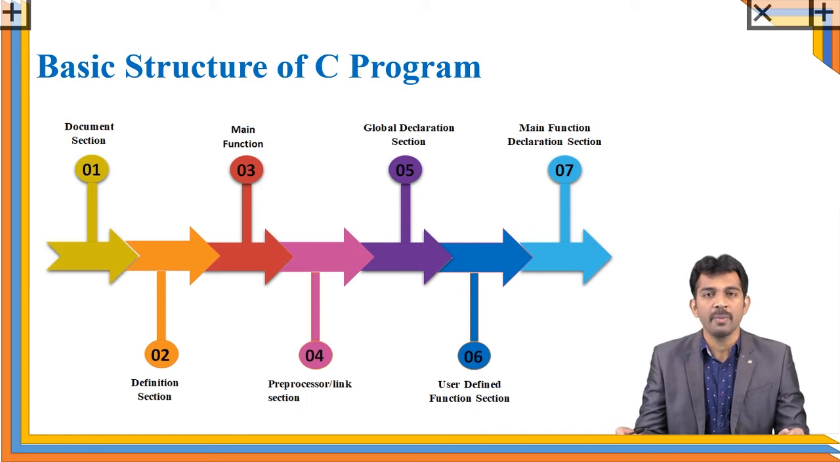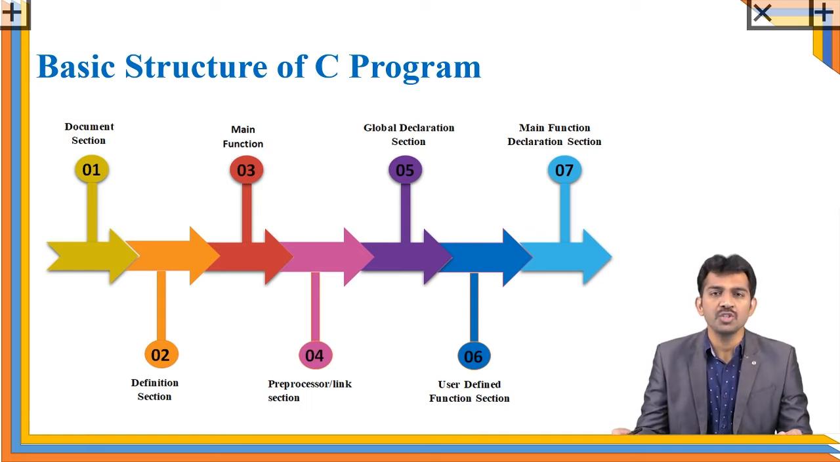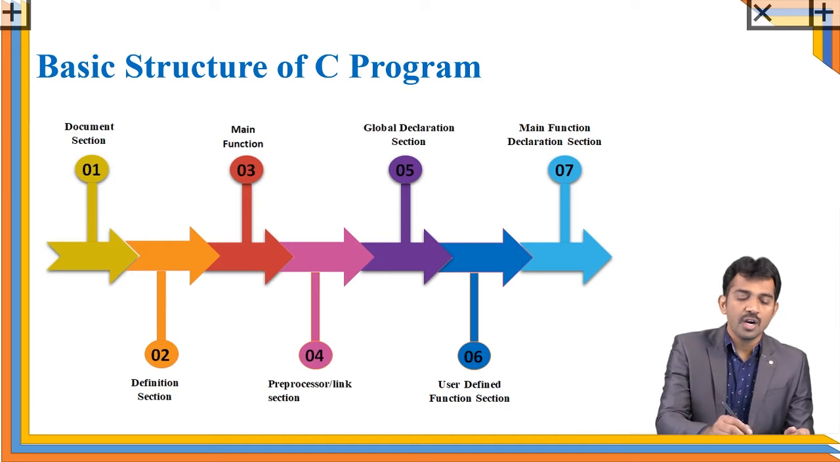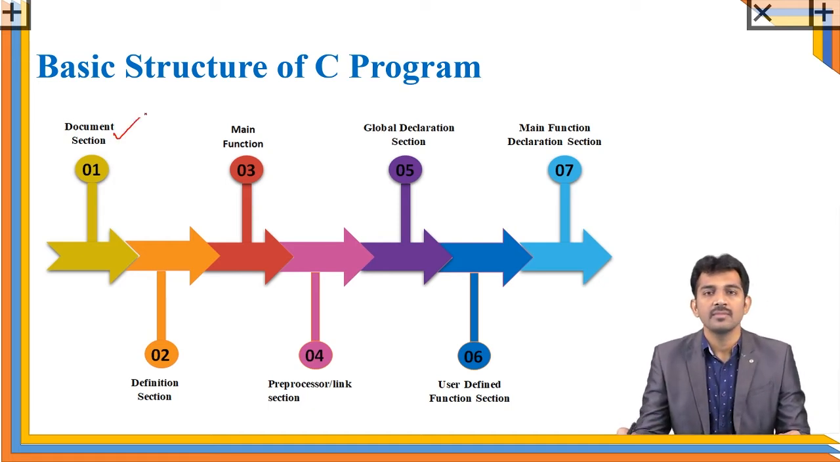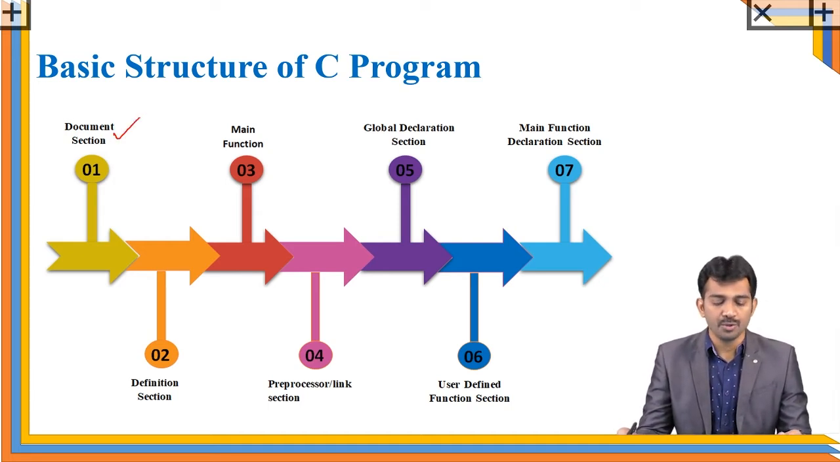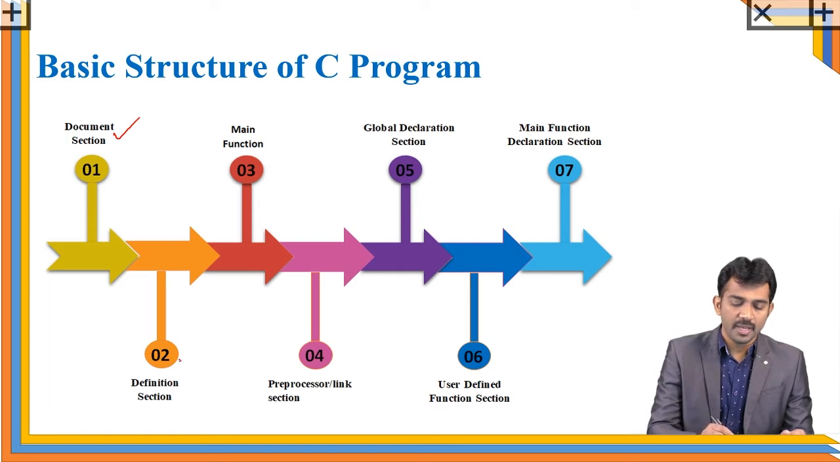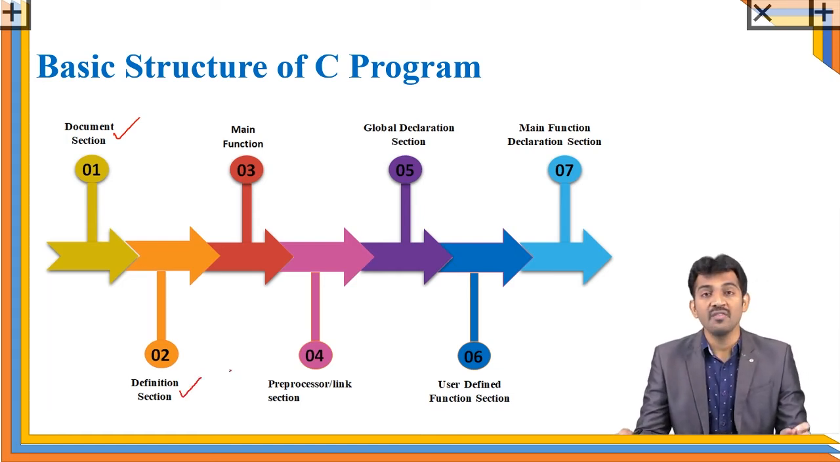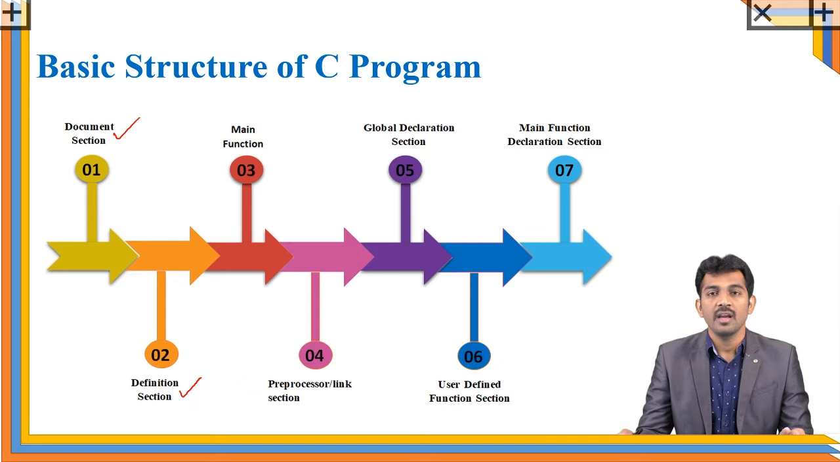The first one is the documentation section. The documentation section is used to tell you what the program is, and what the purpose of the program is. Coming to step 2, the definition section: are you going to use any functions or anything? We represent that in the definition section.